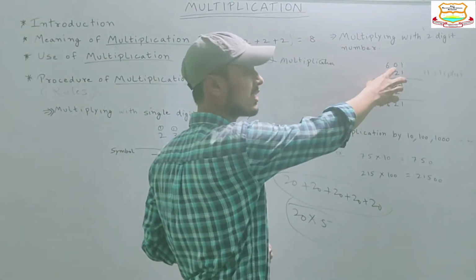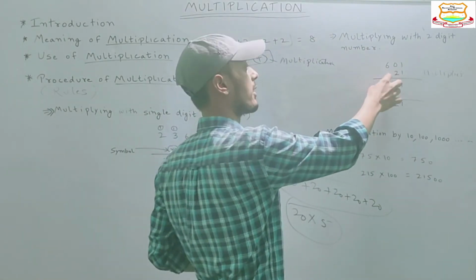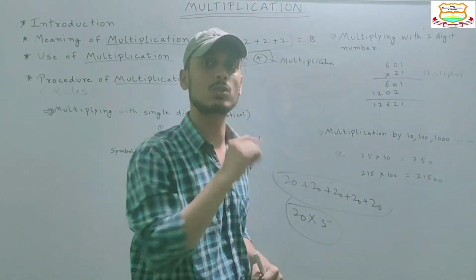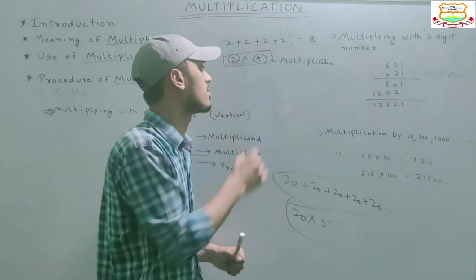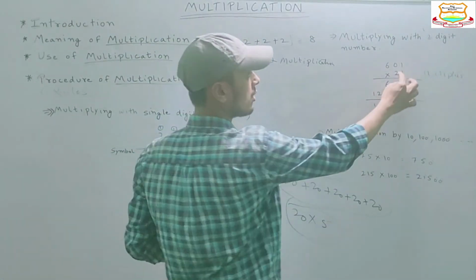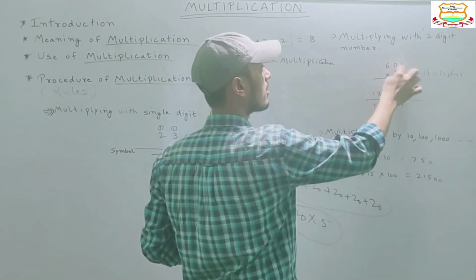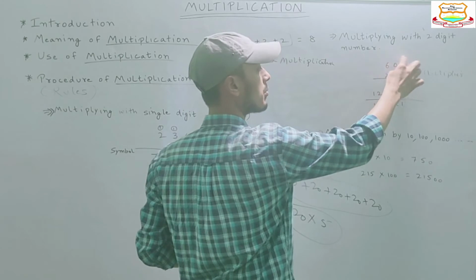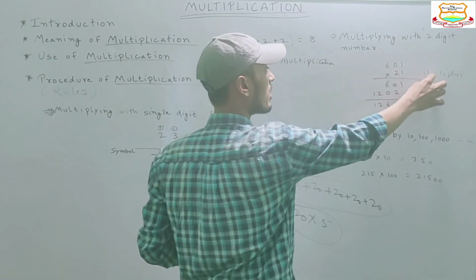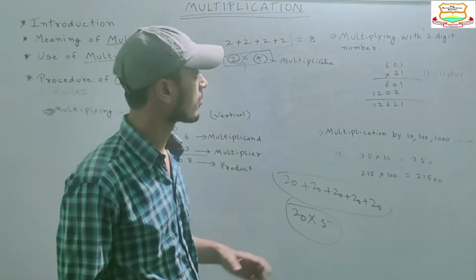So I have taken the example of two numbers. The first number is 601. The second number is 21. We have to multiply these two numbers. So please see here how I am multiplying. First you have to multiply the unit digit with all the digits of the multiplicand. After that you have to multiply the tens digit of the multiplier with all the digits of the multiplicand.